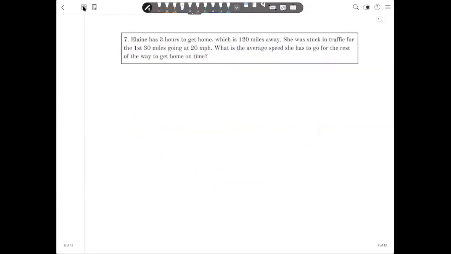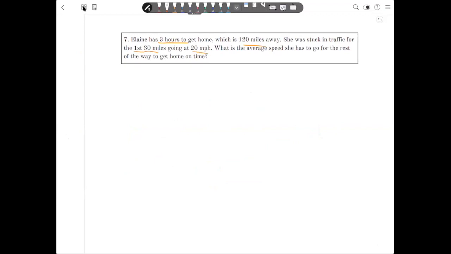Okay, let's try number 7 now. Elaine has 3 hours to get home, which is 120 miles away. Except she's stuck in traffic for the first 30 miles, only going at 20 miles per hour. So what is the average speed she has to go for the rest of the way to get home on time?